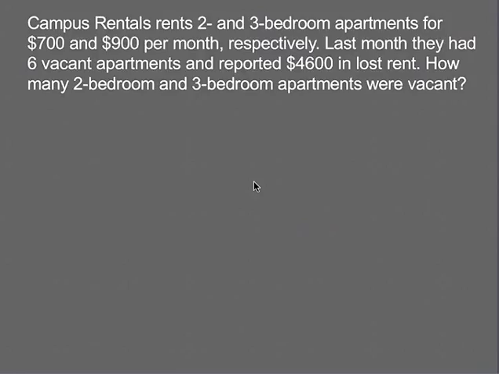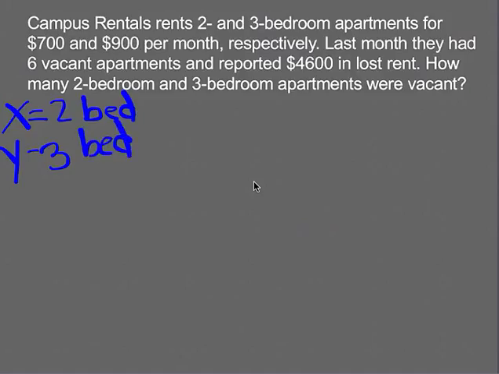It says Campus Rentals rents 2 and 3 bedroom apartments for $700 and $900 per month respectively. Last month they had 6 vacant apartments and reported $4,600 in lost rent. How many 2 bedrooms and 3 bedroom apartments were vacant? Okay, so we need to start by assigning variables. I'm going to let X represent 2 bedrooms, and Y is going to represent 3 bedrooms.